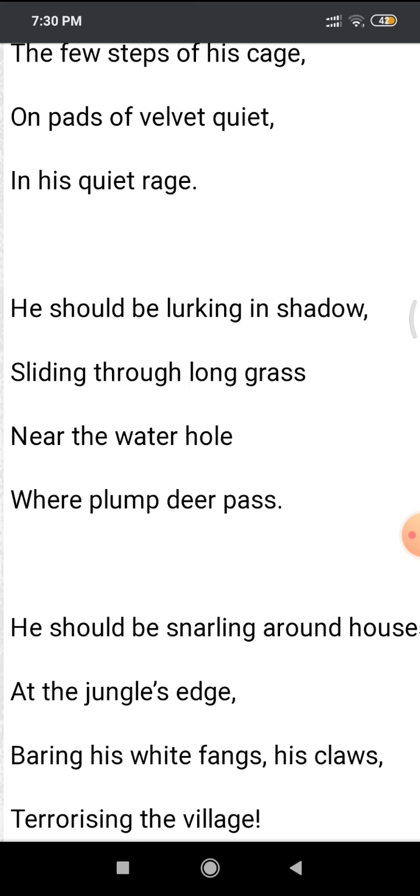Okay, so sliding through long grass, he might be sliding quietly through the long grass in the jungle near the water hole where plump deer pass. And he would be waiting near the water hole. He would be waiting for some fat and healthy deer to pass so that he could make his meal and have an enjoyable night that day. So the free tiger would have lived his life in this way, would have enjoyed his feast, a heavy feast. Got it? Stanza 3.